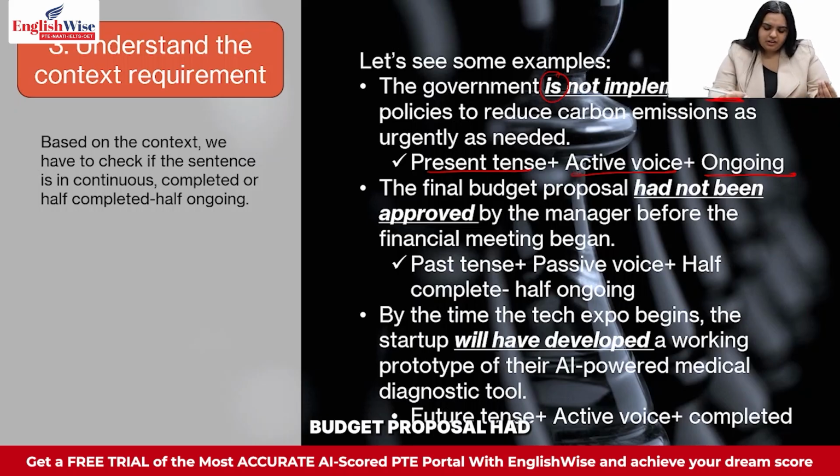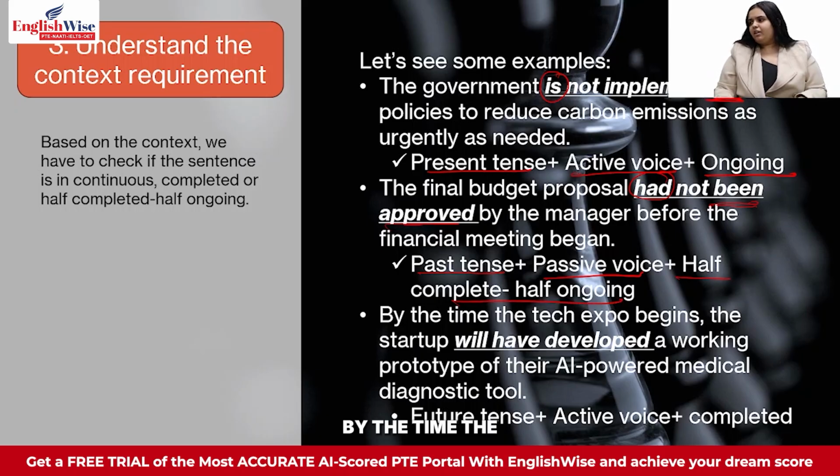Then, the final budget proposal had not been approved by the manager before the financial meeting began. Okay, now had gives us an understanding that it is past tense. Okay, been approved, V3, gives us an understanding it is passive voice, plus if you see over here, when the meeting began, up till then, it was not completely approved. Okay, so like half of it might be approved, or it was still in the process of approval, so we will say it is half complete and half ongoing action.